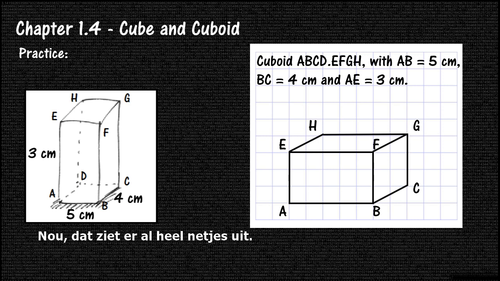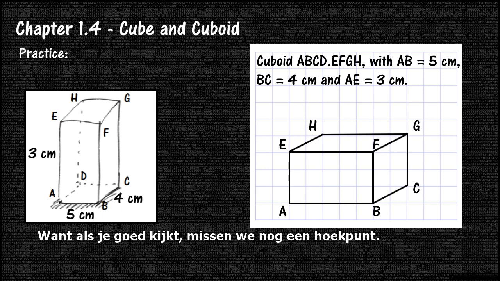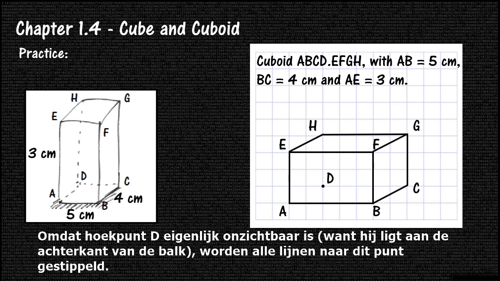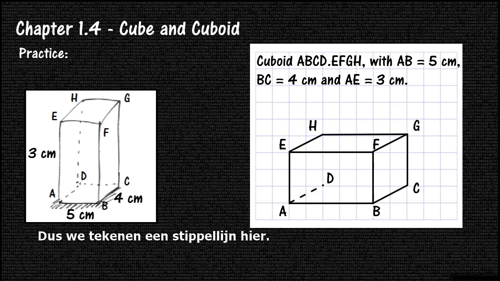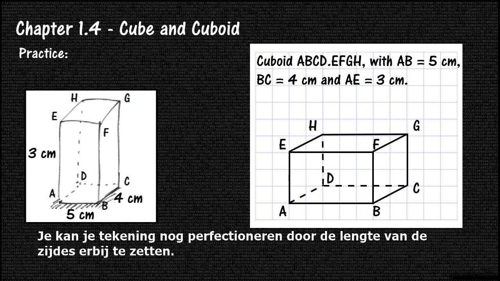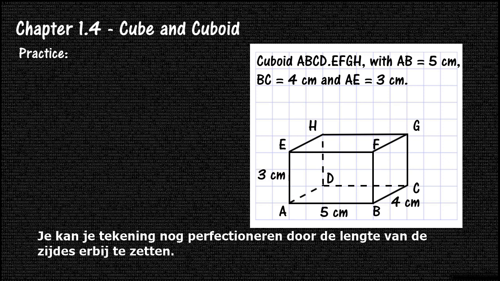Well, this is already a very nice cuboid, but we're not finished yet. Because if you look carefully, we are missing a vertex. We haven't drawn vertex D yet. So let's do that right now. Because vertex D is invisible to us, as it is in the back of the cuboid, all lines going toward this vertex will be dotted. So we make a dotted line over here, and finally one over here. And now we are truly done with cuboid ABCD EFGH. You can perfect it by writing the lengths of the sides next to it.